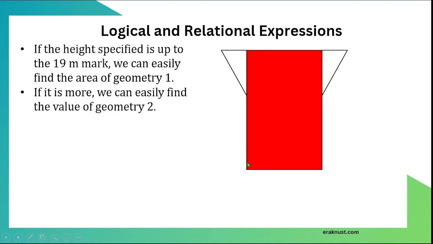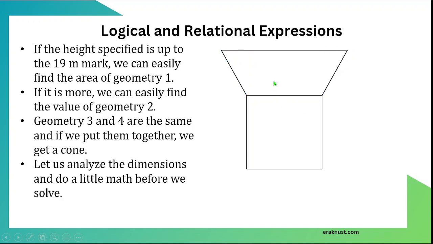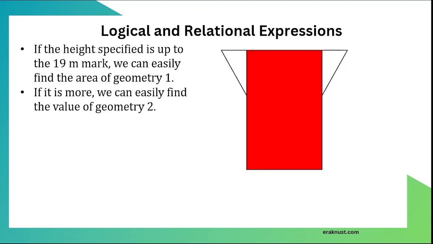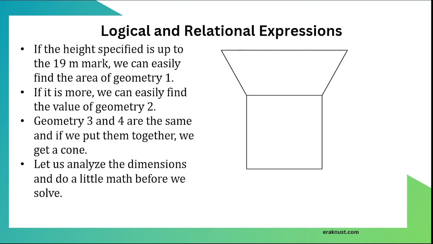So geometry 2 is going to be above the 19-meter mark, but it's still going to be that cylindrical portion of the tank. Then geometry 3 and 4, that's what we are going to label these ends. The ends that are remaining after we've calculated for geometry 2 are going to be those triangular portions. And when we put them together, we will get a cone, a conical shape. So I'll show us an animation to see that as well.